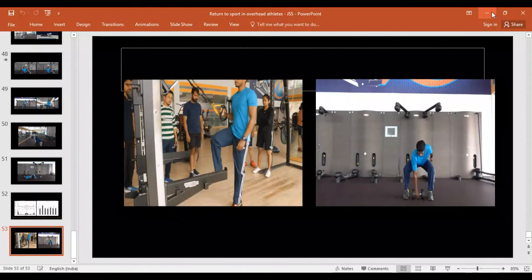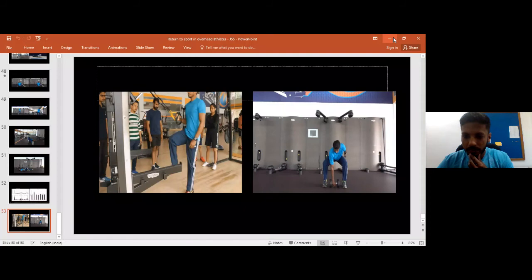Can you hear me? Prabhu sir, can you hear me? Prabhu sir, you're audible. Hello. Yeah, sir. Can you hear me? Yeah, I can hear you, sir. Some internet issues. Okay, sir. Please go ahead, sir.